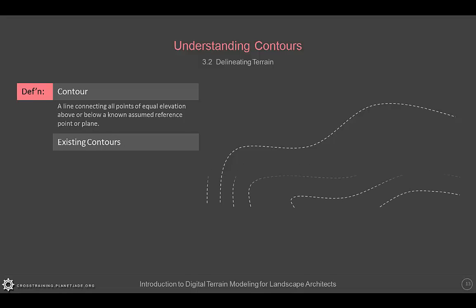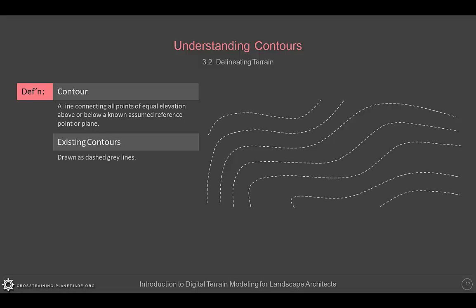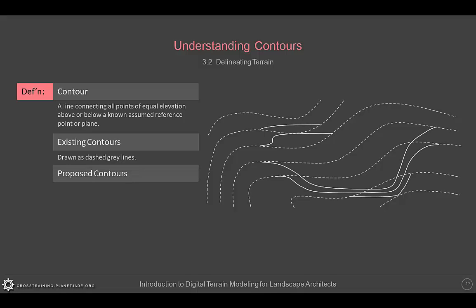Existing contours. Existing contours are drawn as dashed gray lines. They don't necessarily have to be gray, they just have to be pulled back in the drawing. So they're going to be lighter than all of your regular line work. Then we have proposed contours. And proposed contours are a lot darker in color, and they tend to be also a solid line and not a dashed line.